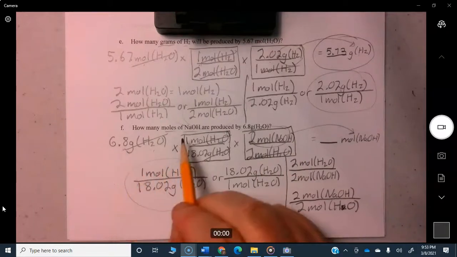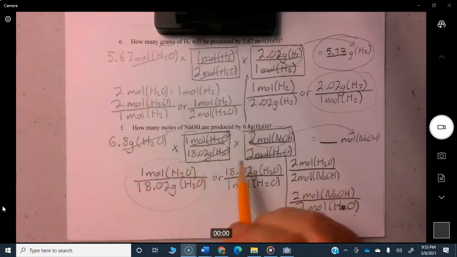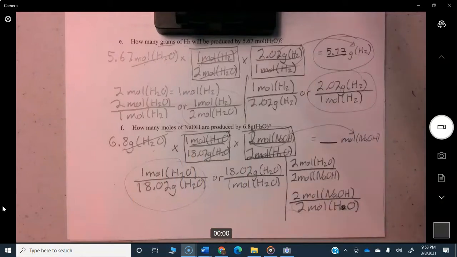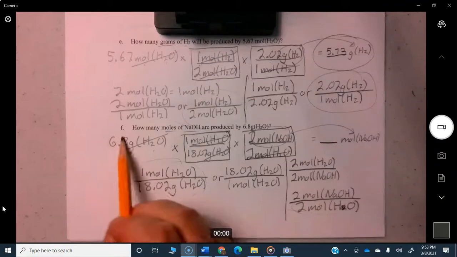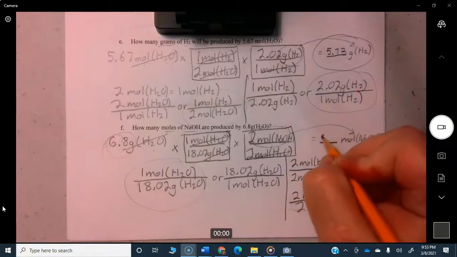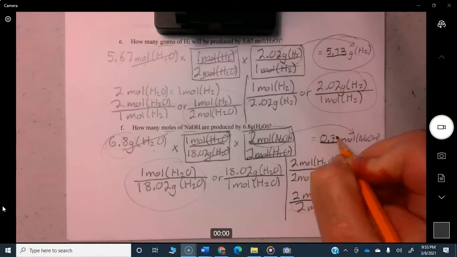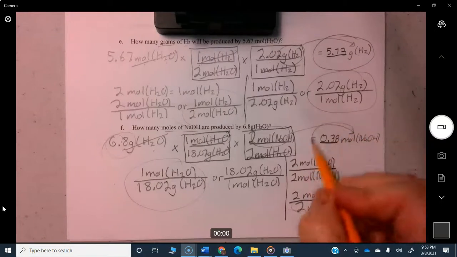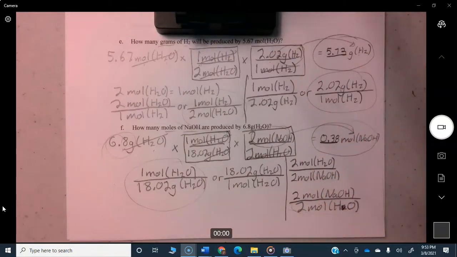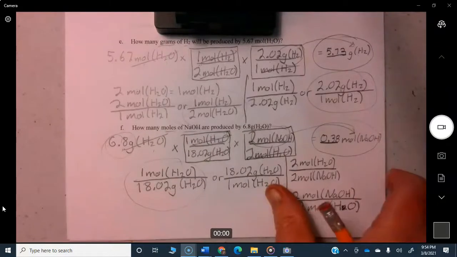And so it's going to be 6.8 times 1 times 2 divided by 18.02 divided by 2. And that will give us 0.377. We're limited to two significant figures, so we're going to call it 0.38 moles of NaOH. Okay. All right. So that takes care of problem number 3.